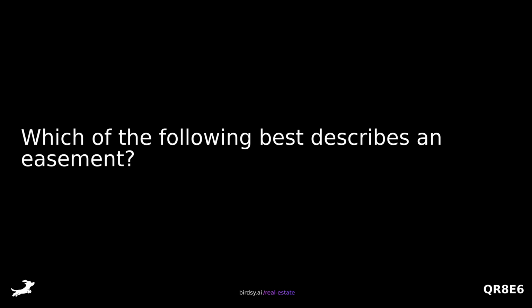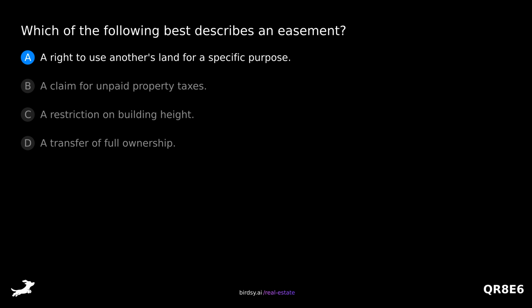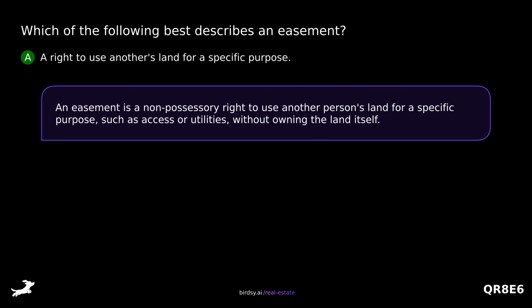Which of the following best describes an easement? Is it A, a right to use another's land for a specific purpose, B, a claim for unpaid property taxes, C, a restriction on building height, or D, a transfer of full ownership? The correct answer is A, a right to use another's land for a specific purpose. An easement is a non-possessory right to use another person's land for a specific purpose, such as access or utilities, without owning the land itself.